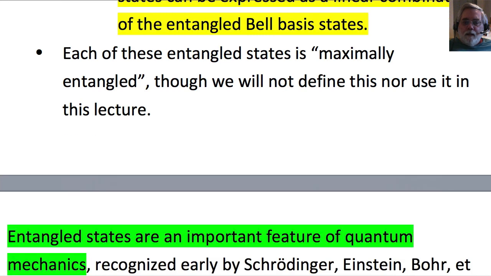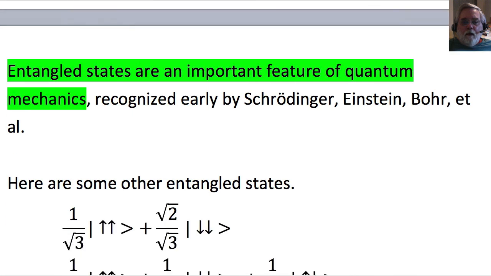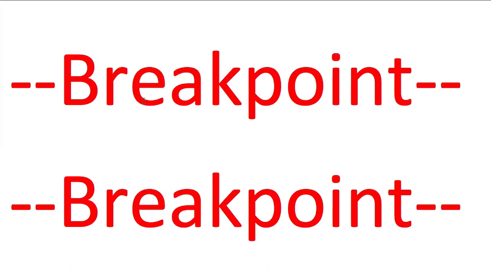Each of these entangled states is maximally entangled, though we will not define this nor use it in this lecture. Entangled states are an important feature of quantum mechanics, and this was recognized early by Schrödinger, Einstein, Bohr, and others. This is a possible time to take a break.